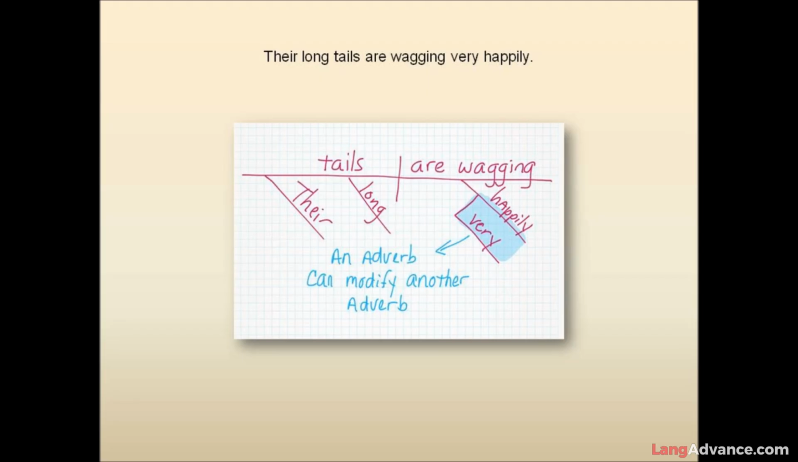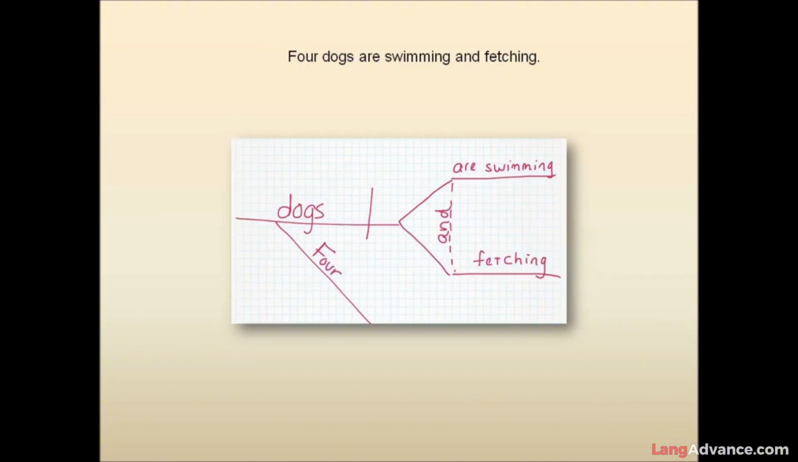Now we have something special happening with the adverbs. Happily describes how the dogs are wagging. Very describes to the extent that the dogs are happily wagging. So very is actually an adverb describing another adverb. So we have a horizontal construction and then another diagonal construction where the secondary adverb sits. Four dogs are swimming and fetching. Four describes how many dogs, dogs is the subject, are swimming and fetching is the compound verb.